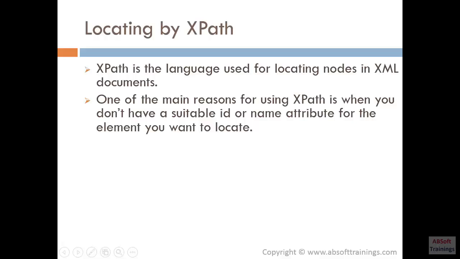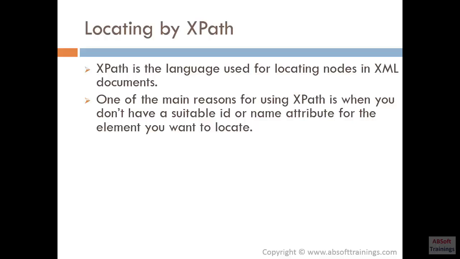Now we'll be going through XPath locating strategies. XPath is the language used for locating nodes in XML documents. HTML is derived from the XML family, so you can use XPath for HTML documents as well. One of the main reasons why we go for XPath is when you can't find a suitable ID or name attribute for an element, then you should go for XPath. There are a number of XPath strategies.